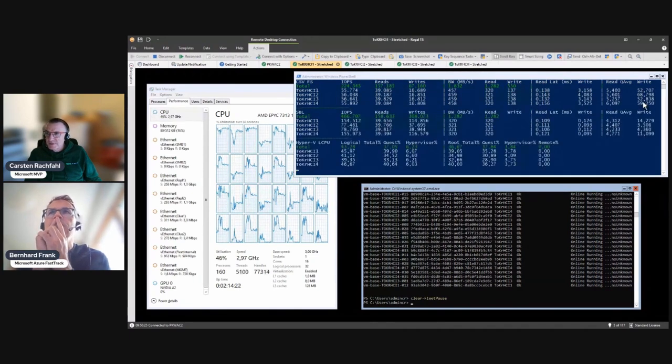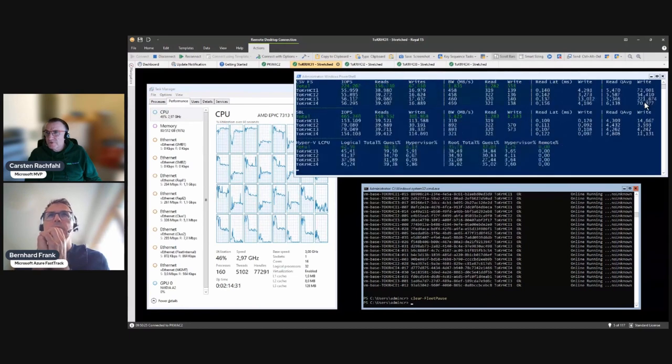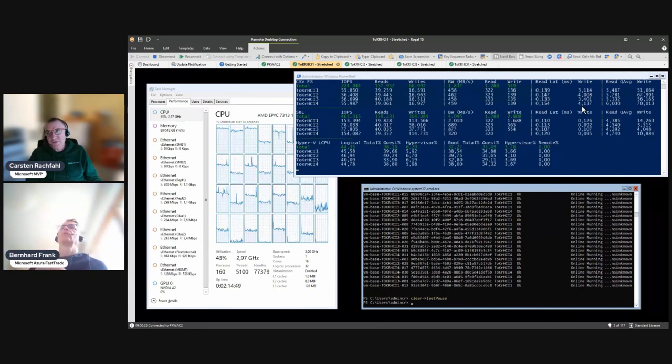We see 70s here. We had a 120, but it's coming back again. 70, 50, that's still not too bad. But you see, we have higher write latencies, over 10. We could go down, we have a 24 here. You see, there are sometimes outliers. I think it's the right word. But now it's good again.